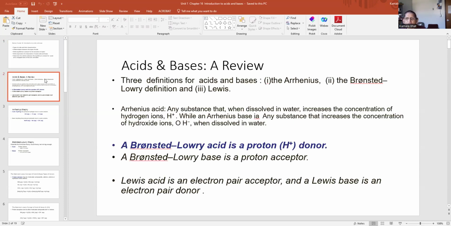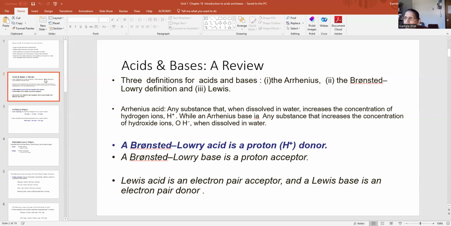So there are three definitions that are currently used to define acids and, of course, bases, because they go hand in hand. The first definition is the Arrhenius definition, which states that any substance, when dissolved in water, produces an H plus ion in solution, then that substance is considered as an acid. At the same time, an Arrhenius base is a substance that, when dissolved in water, produces OH minus ions. The OH minus ions are called the hydroxide ions.